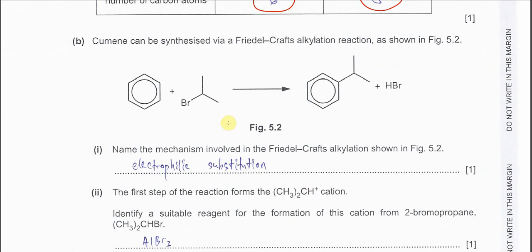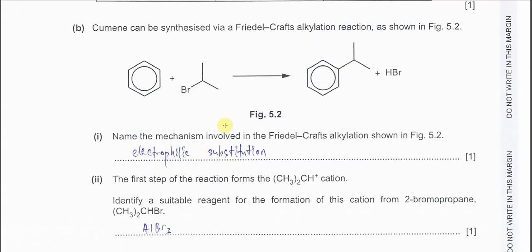Part B. Cumene can be synthesized via the alkylation reaction. So we use this halogenoalkane. Of course, for this one we need to use a catalyst. Since it's bromine here, we need to use AlBr3. This one we'll discuss later.